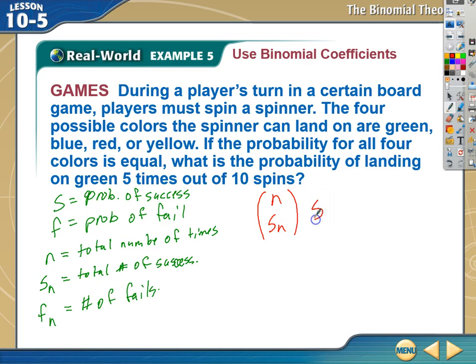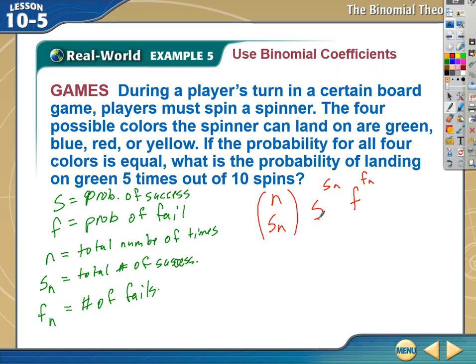This right here, and then I want to multiply this by my probability of success raised to the power of Sn, the total number of successes. Okay. And this over here, F raised to the Fn. Fn is the number of fails, F is the probability of failure. So why do I do all this?